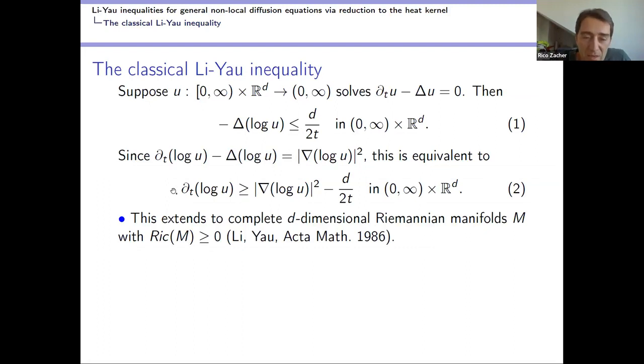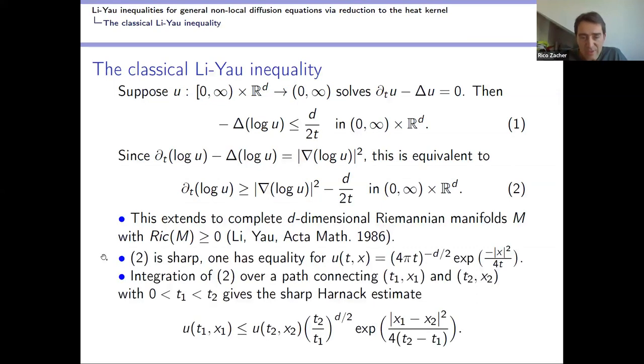This is a famous result, which is due to Li and Yau, who could even show that this result extends to the case of Riemannian manifolds, provided you have non-negative curvature. This is a famous work which was done in the 80s. Some more comments on this: 1 and 2 are sharp. You can see this by taking the heat kernel.